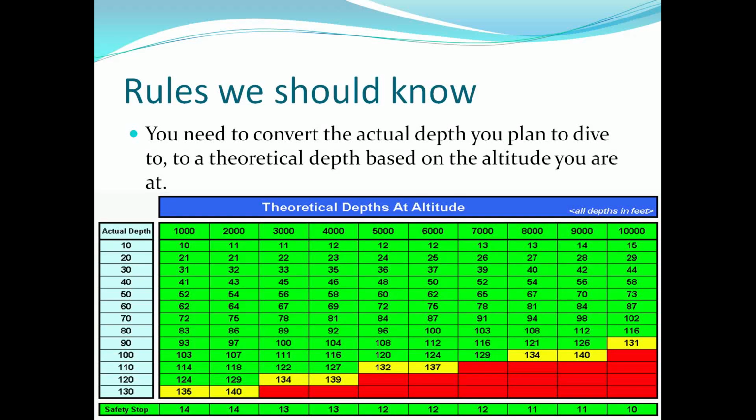Here we have an altitude table allowing you to convert the actual depth you plan to dive to a theoretical depth based on your altitude. So for example, if we were diving at an altitude of 10,000 feet and we planned to dive to 80 feet, we should plan our dive as though we are actually going to be diving to 116 feet. 116 feet would be our theoretical depth.